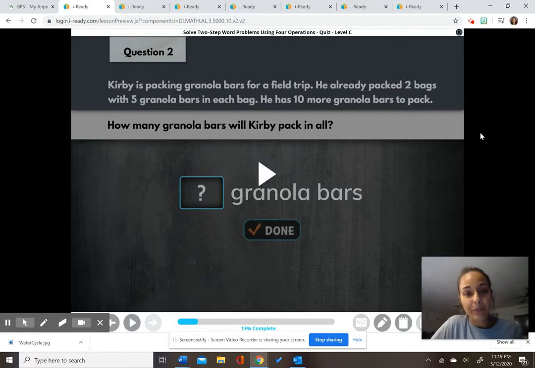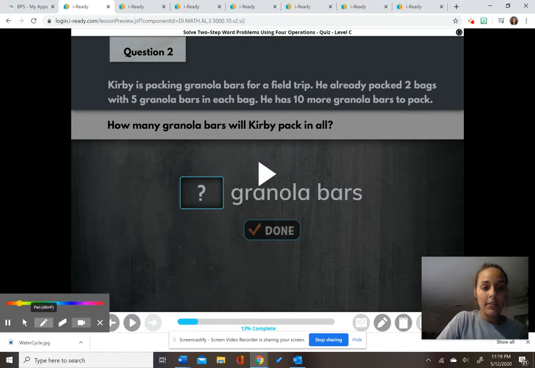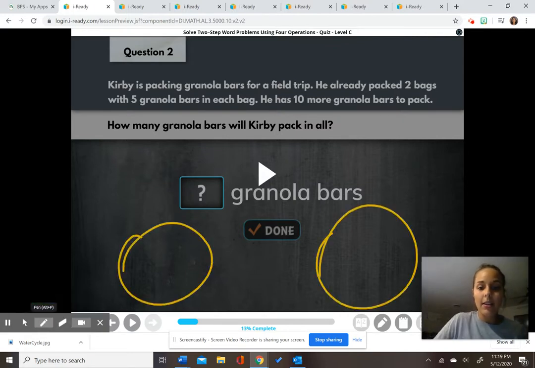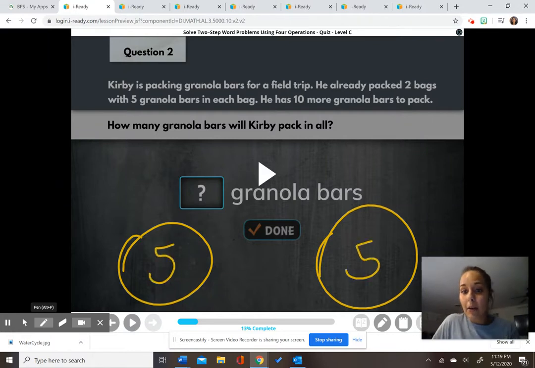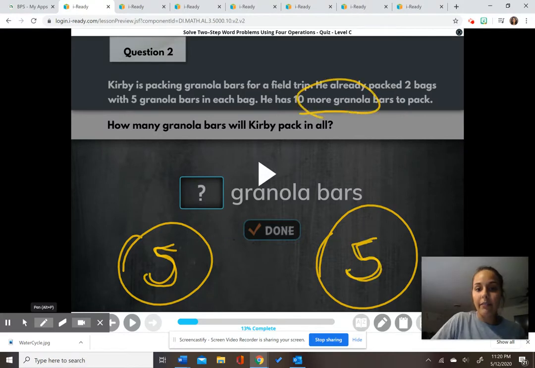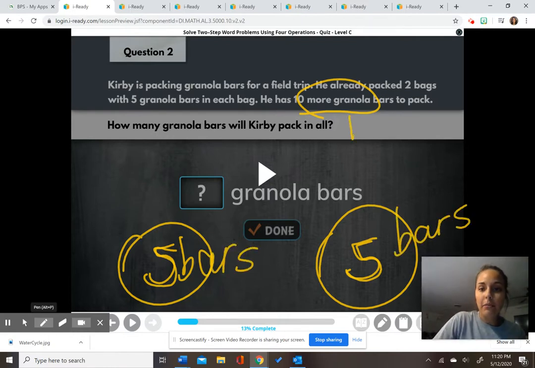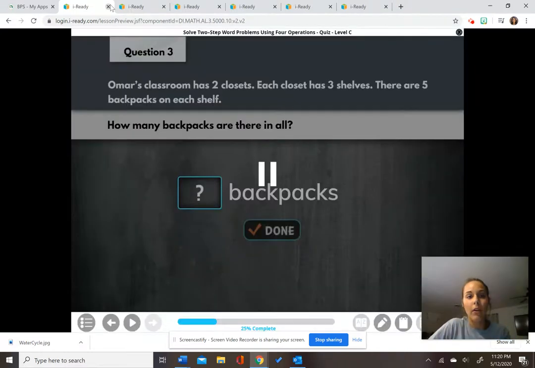Here we have Kirby. So I'm on question 2. He's packing granola bars. He already packed 2 bags. So I'm going to do this. He has a bag and a bag. He's packed 2 bags. And there's 5 granola bars in each bag. But he has 10 more bars to pack. So he's packed 5, 5, and then he has 10 left. So how many bars total is he going to have? He has 5 bars here, 5 bars here, and then 10 bars here. So you're just telling me how many total he has. So it's very simple. Once you draw the picture, I really think it's 10 times more helpful.